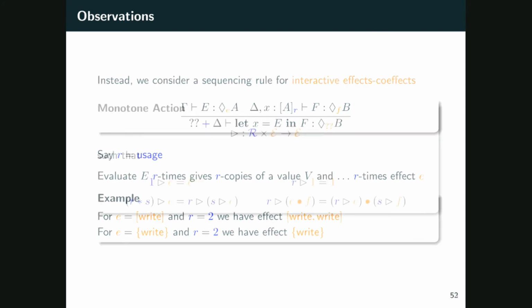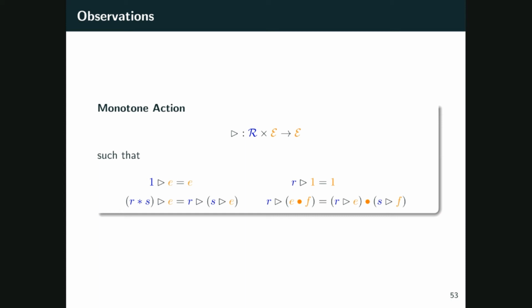So to capture this behavior, we just introduce suitable maps, which we may call monotone actions, which are just monotone functions that take a resource, take an effect, and produce a new effect, which intuitively is the new effect that is produced if we execute the effect R times, speaking in a very informal way. And this map is required to satisfy some structural properties which are very natural. I mean, these are the kind of things that you would expect from an algebra.